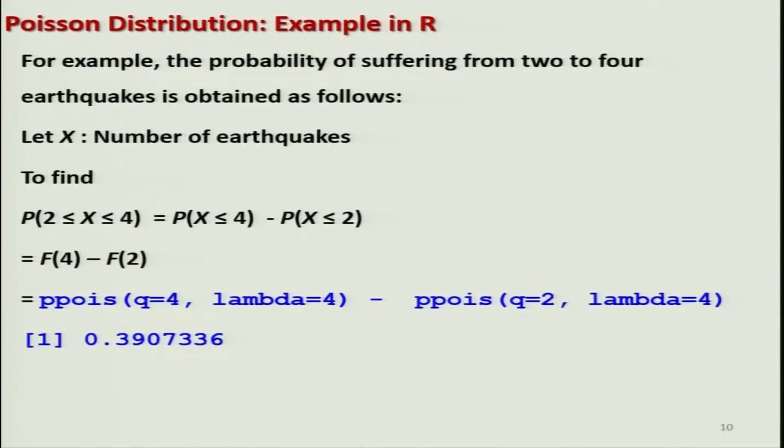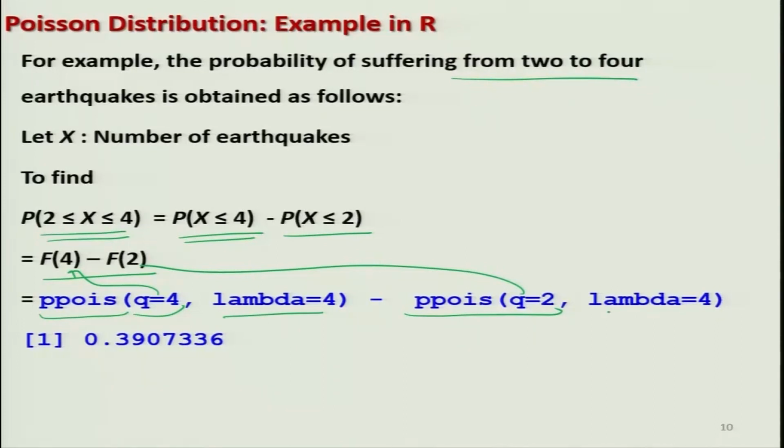Similarly, if you want to compute the probability of suffering 2 to 4 earthquakes in the same example that we just considered, that means we are interested in finding the probability that x lies between 2 and 4. You know from the rules of the cumulative distribution function that this can be written as probability x less than or equal to 4 minus probability x less than or equal to 2, which is F4 minus F2. Now you know how to compute this F4 and F2. You simply have to write ppois with q equal to 4 for one and ppois with q equal to 2 for the other, and lambda will remain 4, and then you can obtain this value.